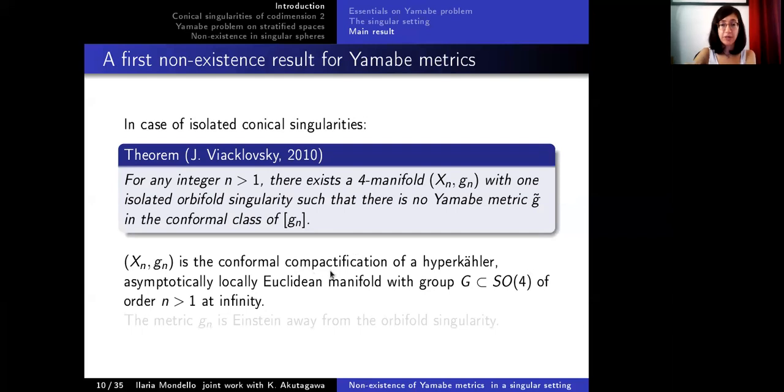He constructed a conformal compactification of a hyperkähler 4 manifold, which is asymptotically locally Euclidean. Asymptotically locally Euclidean means that it is an open manifold, which at infinity looks like a quotient of Rn, in this case R4, by a discrete group, a finite discrete group, and here the order needs to be bigger than 1. Otherwise you won't get any singularity in the compactification. And one interesting thing is that the metric Gn on this conformal compactification is already Einstein away from the singularity. So it has constant scalar curvature, but itself it is not minimizing, and there are no other minimizing metrics in this conformal class.